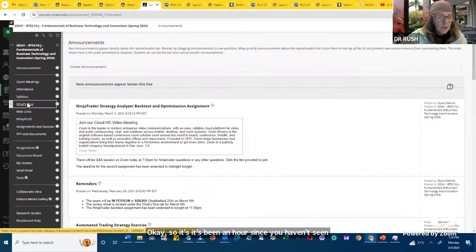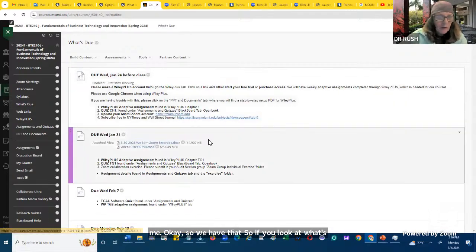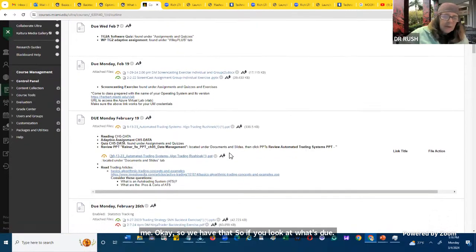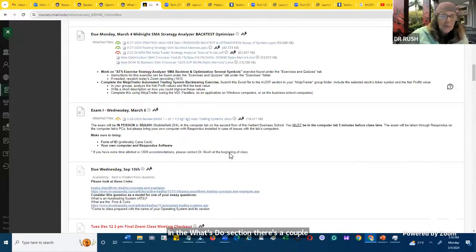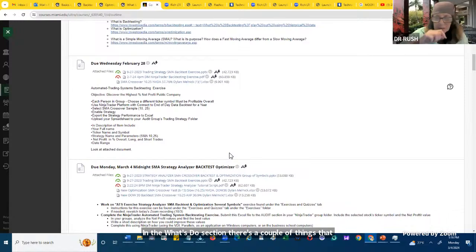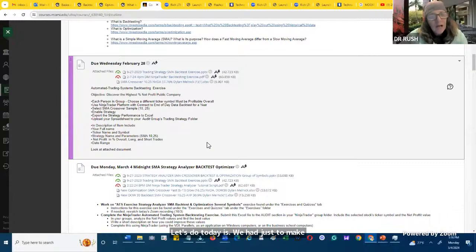If you look at what's due, in the What's Due section, there's a couple of things that we need to look at. Just to make sure that you understand, Wednesday we had a backtesting assignment, a trading strategy assignment, where we used a trading strategy called SMA, which stands for simple moving average crossover.